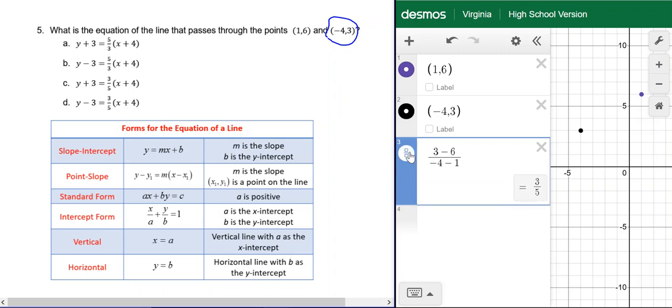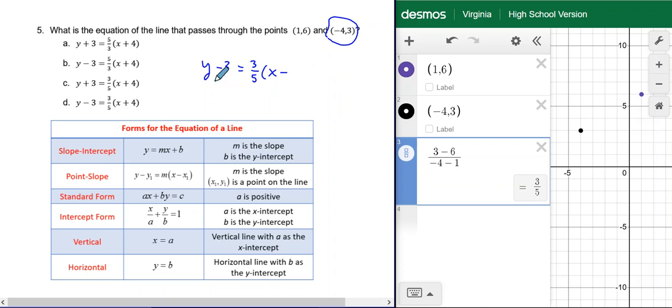And there's my slope. That's another way you could do it. And then we're going to go ahead and use this point. So my y is 3. So if I'm going to use this, you're going to put y minus the y coordinate, 3, equals the slope, which we found to be 3 over 5, times x minus the x coordinate. So minus -4 would be positive.